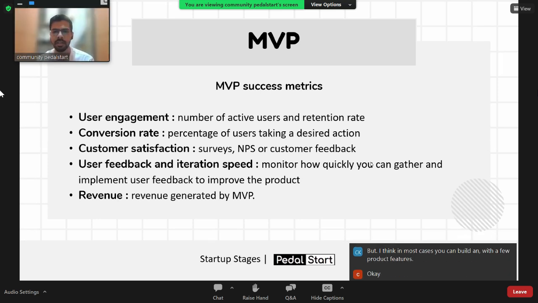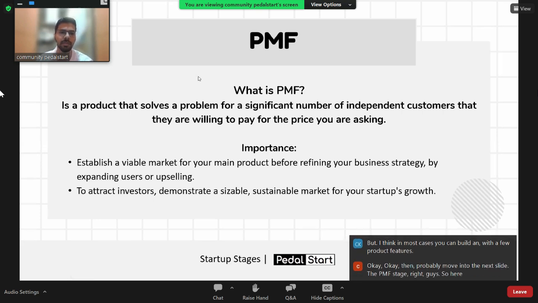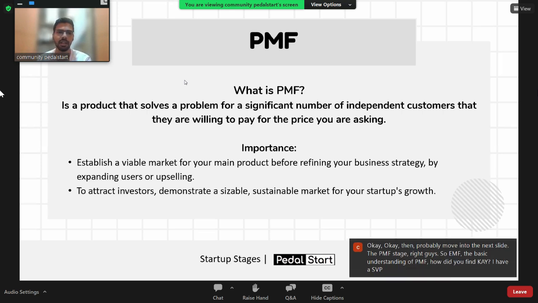Okay. Understood. Probably moving to the next slide, to the PMF stage, right, guys? So PMF, the basic understanding of PMF, how do you define that I have achieved a PMF? In simple terms, in a one-liner, a PMF is a product that is solving a problem for a significant number of people, and they are willing to pay for that solution for the price that you are asking for. So these are the three major things that we need to see over here.